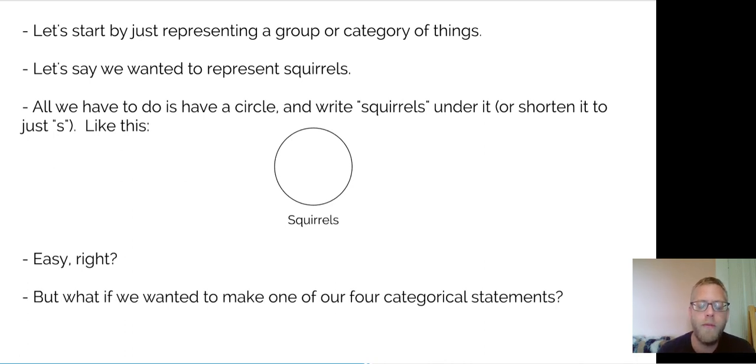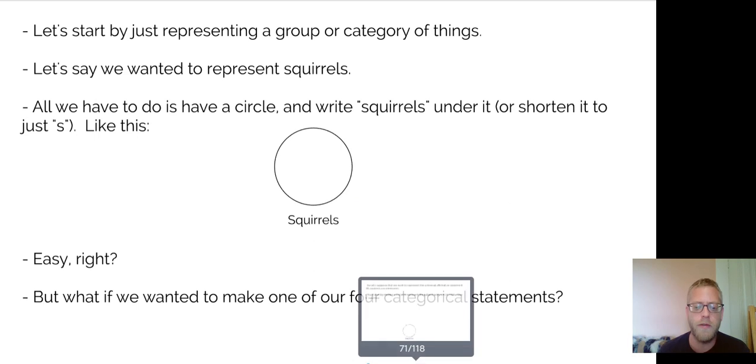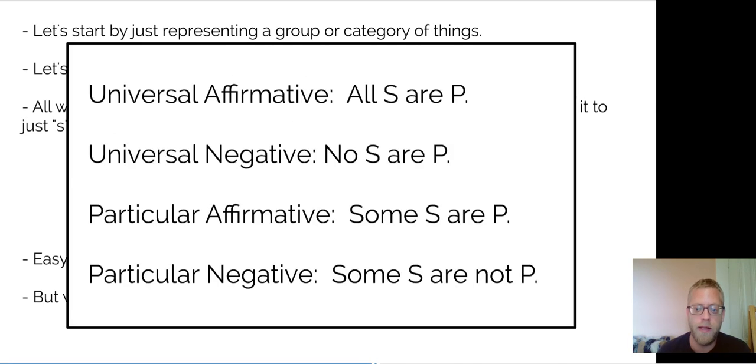But now what we really want, of course, is to be able to represent one of those four basic types of categorical statements. We're only dealing with those four: the universal affirmative, the universal negative, the particular affirmative, and the particular negative. All S's are P, no S's are P, some S's are P, some S's are not P. We just need to know how to represent each of those four with circles, and then that'll be the basis for categorical logic.